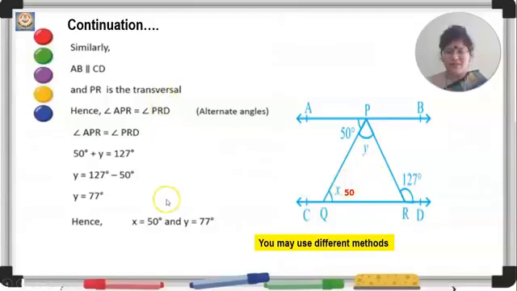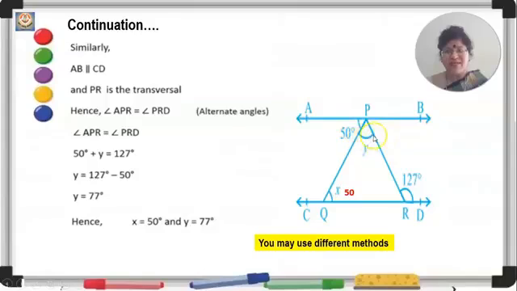Another method is as per the solution that is given out here. Now, angle APR is equal to angle PRD. You know that AB is parallel to CD and PR is the transversal. So look for Z-shape angles, that is APR congruent to PRD. That means if PRD is 127 degree, what will be the measure of angle APR? It will also be 127 degree.